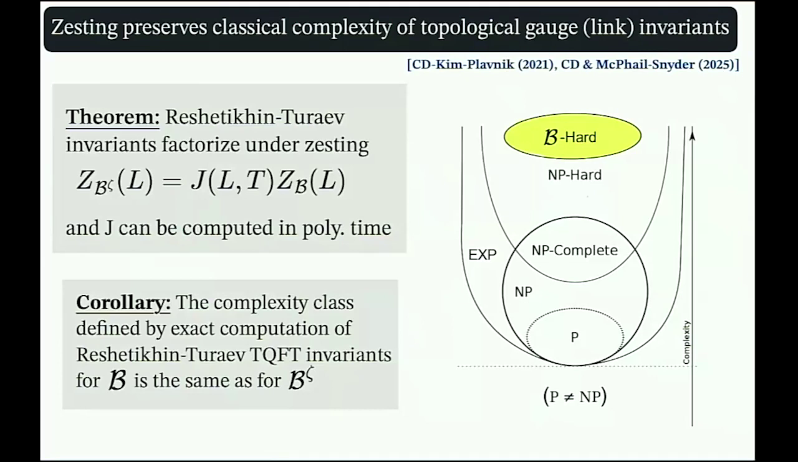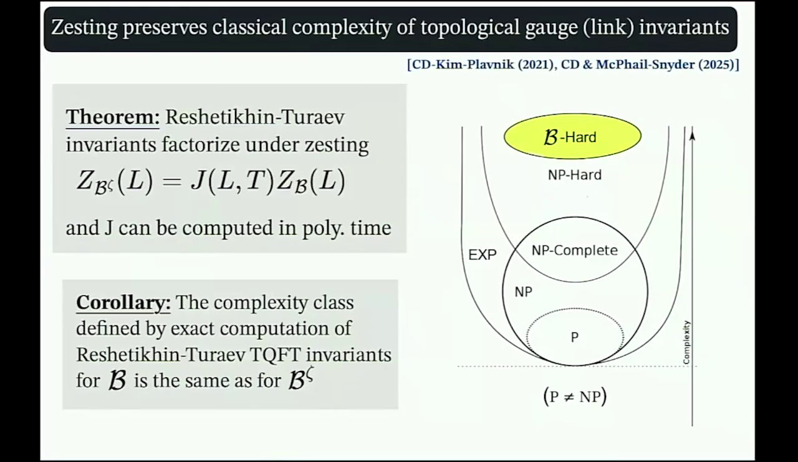So the invariants split, they factorize under this construction, and in upcoming work with Calvin McPhail-Snyder, we show that there's a polynomial time algorithm for computing this ratio between these invariants, which isn't completely obvious from the get-go.